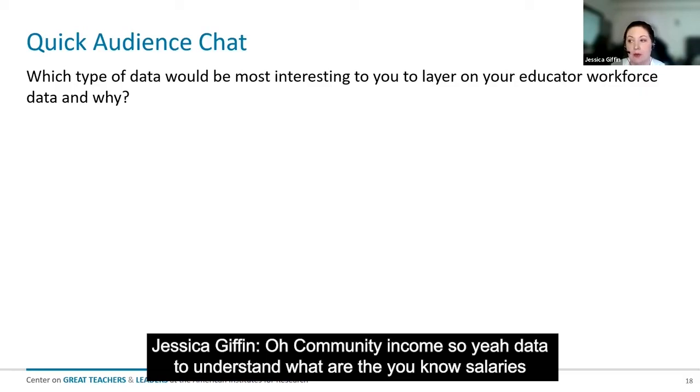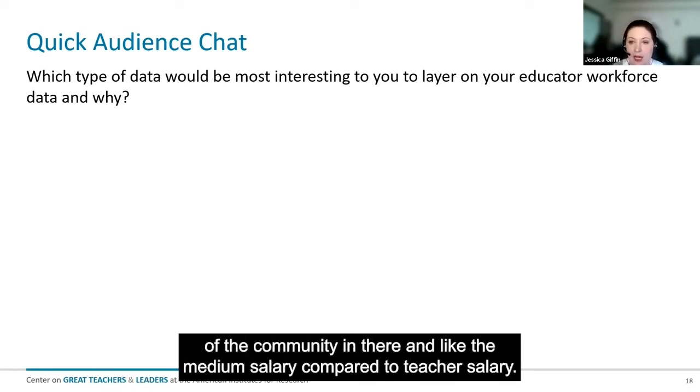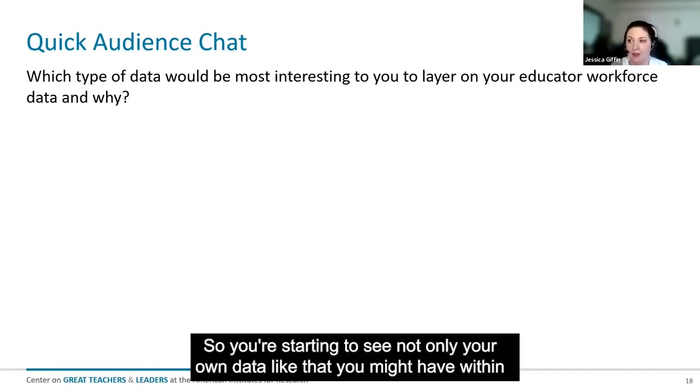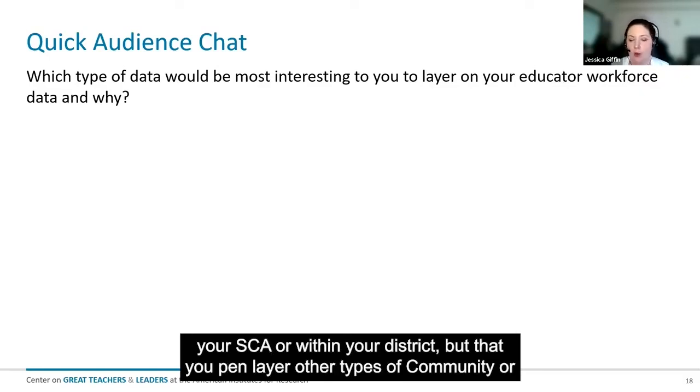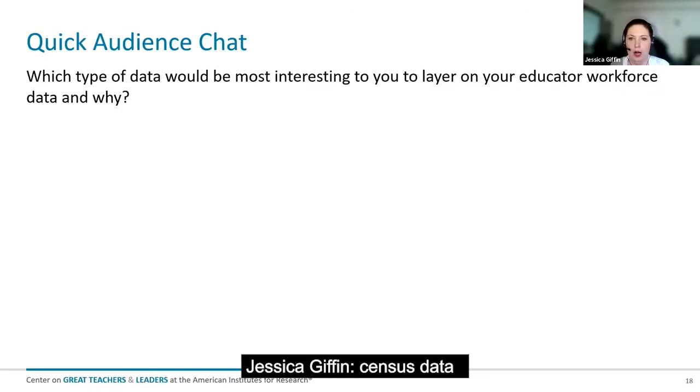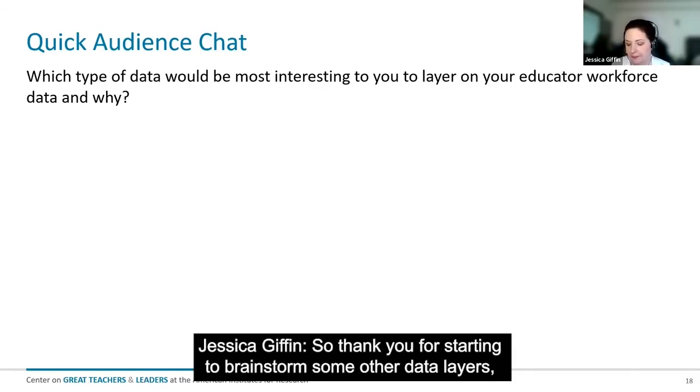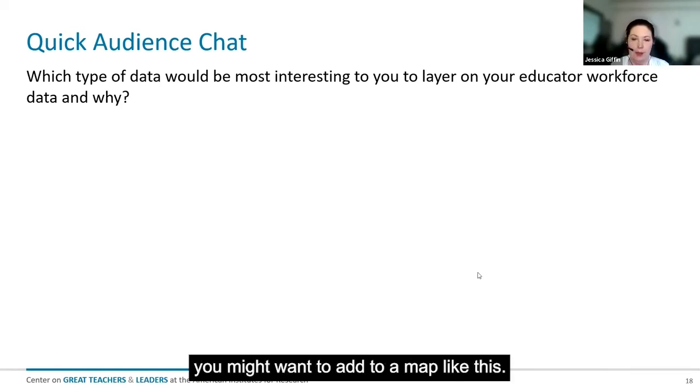Oh, community income. So yeah, data to understand what the salaries of the community are, like the median salary compared to teacher salary. What does unemployment look like? Great. These are all great. So you're starting to see not only your own data that you might have within your SCA or within your district, but that you can layer other types of community or census data to really get a richer understanding of how these systems impact one another. Great. So thank you for starting to brainstorm some other data layers you might want to add to a map like this.